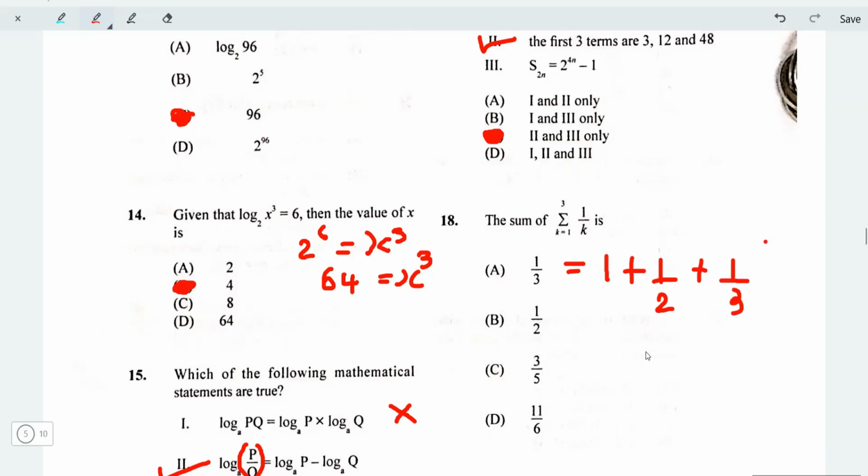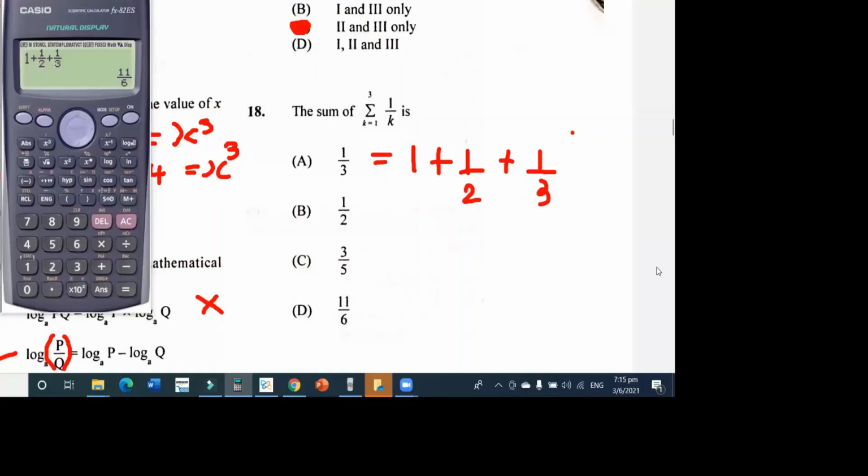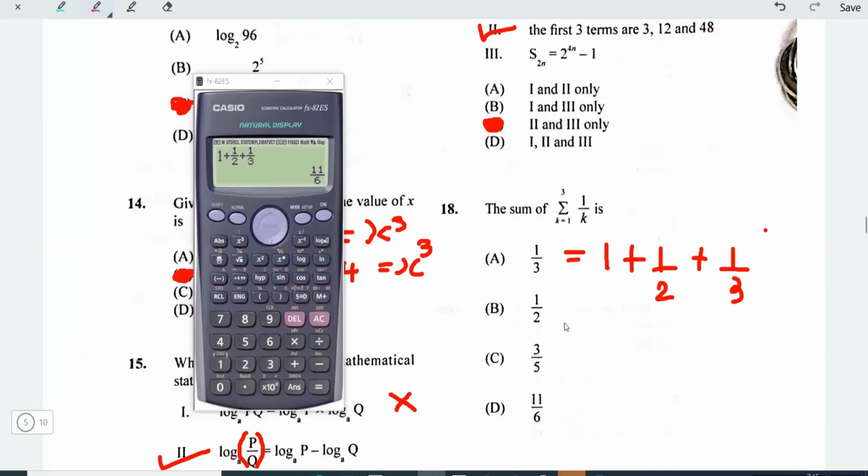All right, I'm fed up. I just want to put it in the calculator. 1 plus a half plus 1 over 3. It's sad that I'm using the calculator, but that's it. That's 11 over 6. So 11 over 6, that is option D.